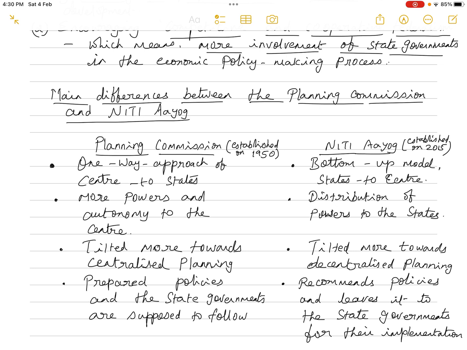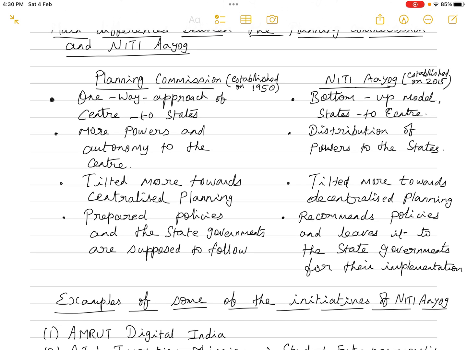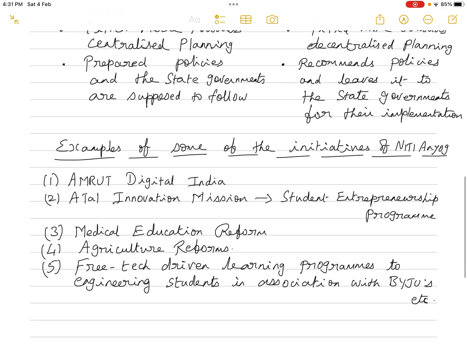Whereas as far as NITI Aayog is concerned, NITI Aayog just recommends strategies. These are the policies suitable for economic development. It just recommends the policies, and it is up to the state governments for their implementation. If it is suitable for the state governments, they will implement. If it is not suitable, they might not even implement. It is left to the state government. That's why there are more powers and more autonomy for the state government. This is what is called cooperative federalism. There is a lot of cooperation between the central government and the state governments, because the state governments are not forced, as was the case with the planning commission.